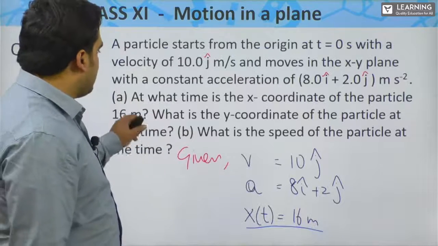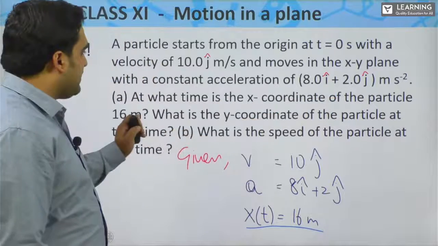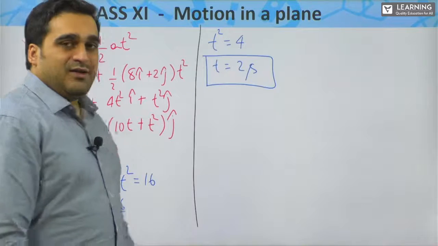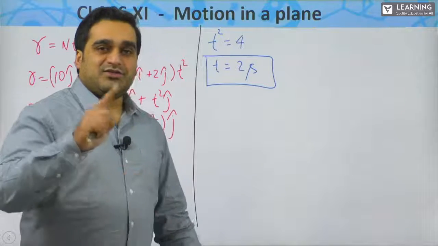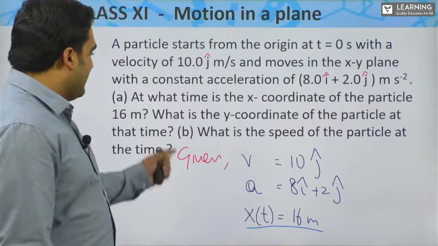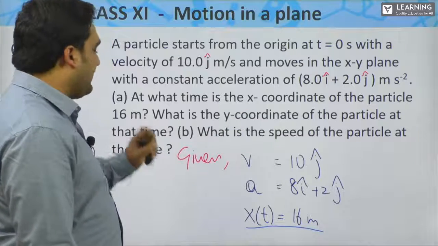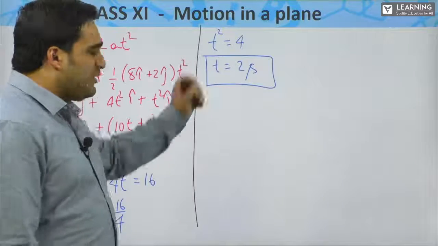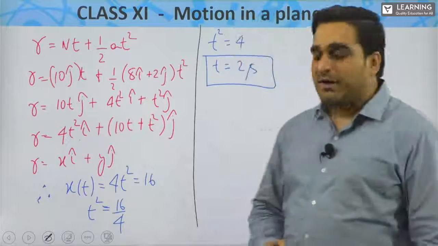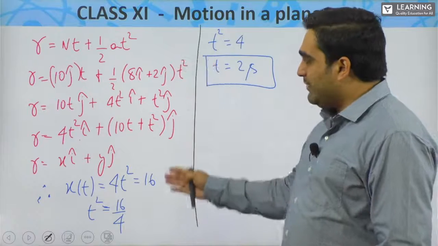All right. So as you see, at what time is the x coordinate of the particle 16 meters? 2 seconds. Congratulations, you just solved one part of the problem out of 3. So which is the next part? What is the y coordinate of the particle at that time? So you already have the time. You also have the y coordinate of the particle. Can you identify where it is located?